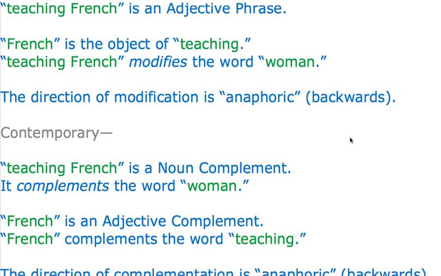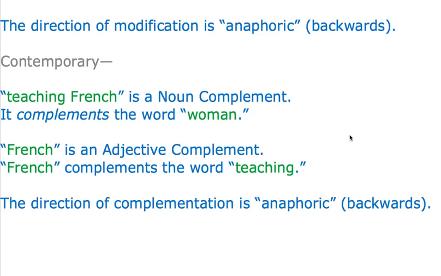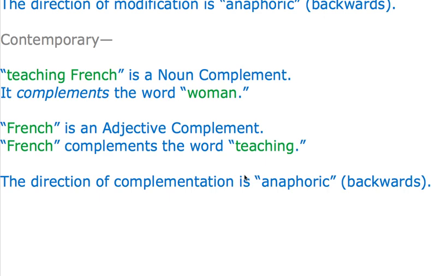So in the contemporary modern sense, especially when you're talking about the internet, we see that teaching French could be referred to as a noun complement, right? It complements the word woman. You can see videos on complements all over the internet, and that'll explain that. And you can see it in my videos too. I explain it probably more thoroughly than anybody. French is an adjective complement. French complements the word teaching. You see that? Now, the direction of complementation is anaphoric, all right? It goes backwards. And that's pretty much it.